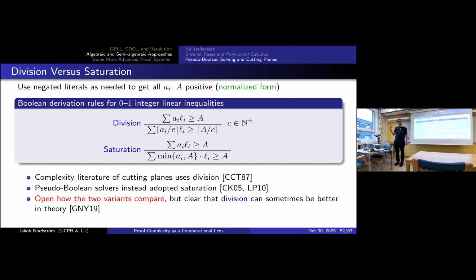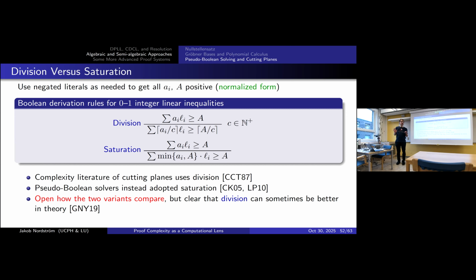In the complexity literature, we're using division, but early pseudo-Boolean solvers actually use saturation. Now, this raises a question. As a theory person, you can say, I can define cutting planes, except that I can remove division and put in saturation instead. And then I can compare different methods. Now, one question that often arises is, why don't I take both?